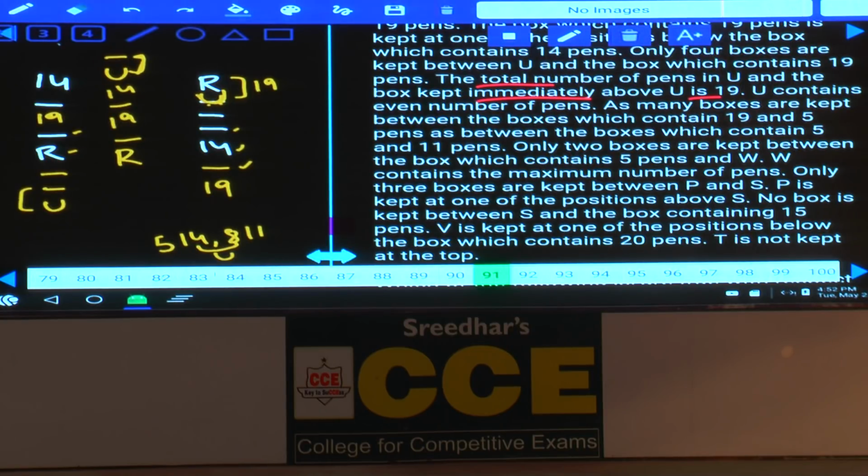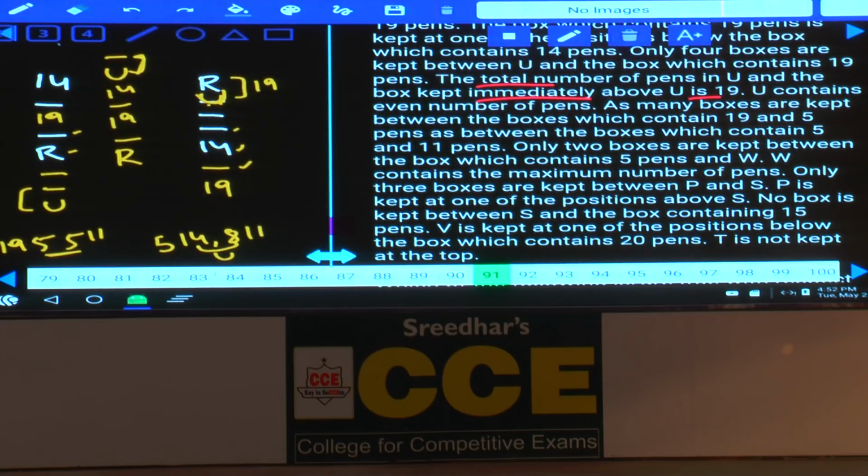The next one, as many boxes are kept between the boxes which contain 19 and 5 as between 5 and 11. 19 and 5, 5 and 11, it must be equal. That means 5 must be in between 19 and 11. As 5 is in between 19 and 11, now tell me what are the different possibilities we can have.